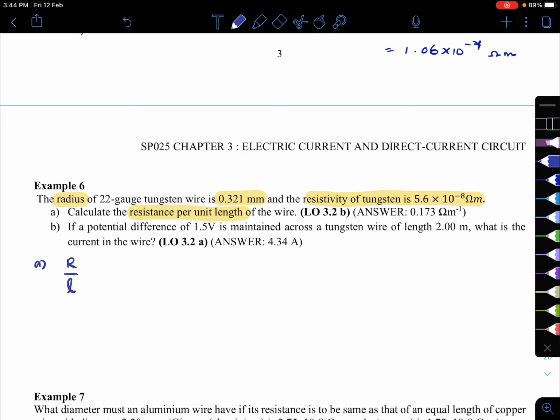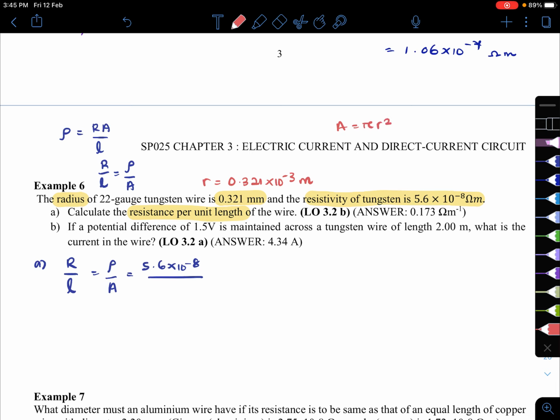So daripada formula resistivity kan, R A over L. So dia nak R over L, maka dia akan jadi resistivity over area. Okay, so dia nak tu sebenarnya resistivity kita ada sudah 5.6 darab 10 kuasa negatif 8, but we don't have the area, so kenalah calculate kan. So dia kasih radius sama dengan 0.321 darab 10 kuasa negatif 3. So area would be pi r square. This one would be 0.321 darab 10 kuasa negatif 3 square. So your area should be 3.24 darab 10 kuasa negatif 7.